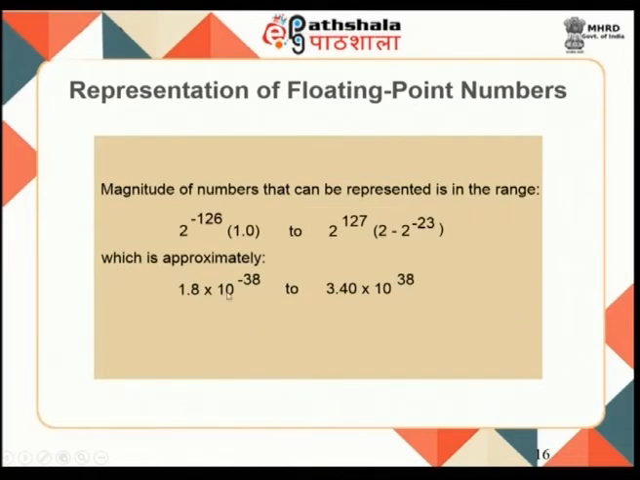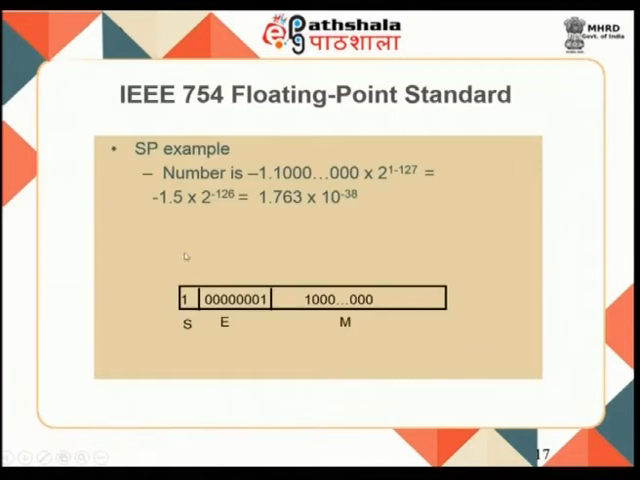Similarly, if you have a number like this, the magnitude of the numbers that can be represented using this representation are in the range of 2 power minus 126 times 1.0 to 2 power 127 times 2 power minus 23, which is approximately this range. This is yet another example. If you have to represent minus 1.5 into 2 power minus 126, then this is how the representation goes.